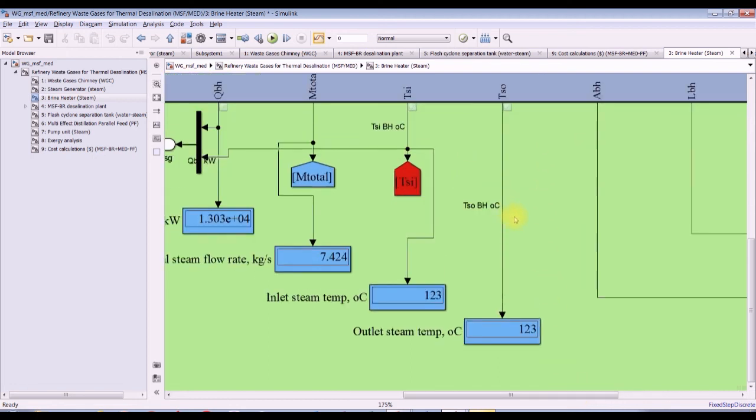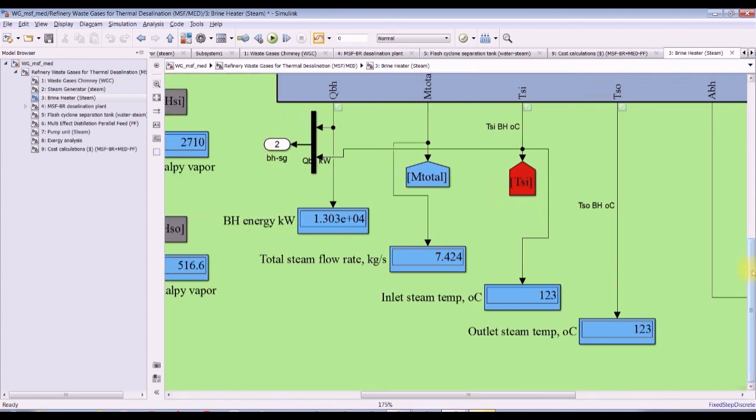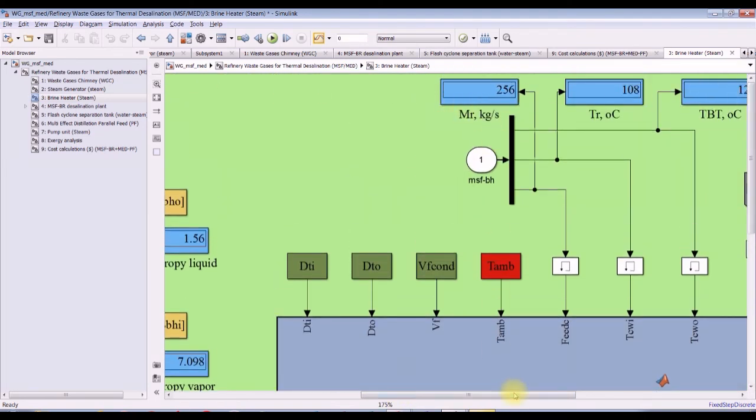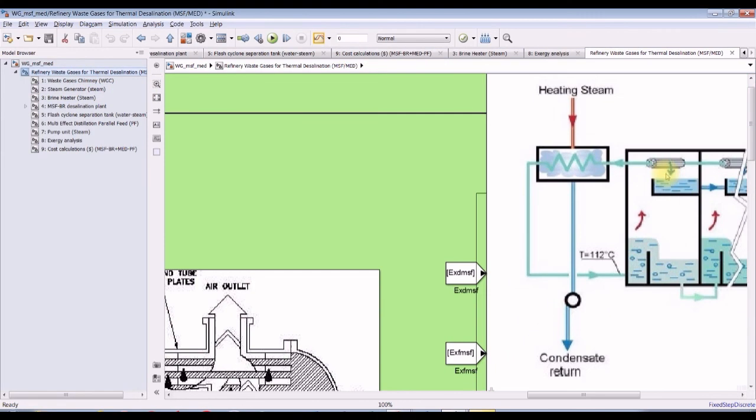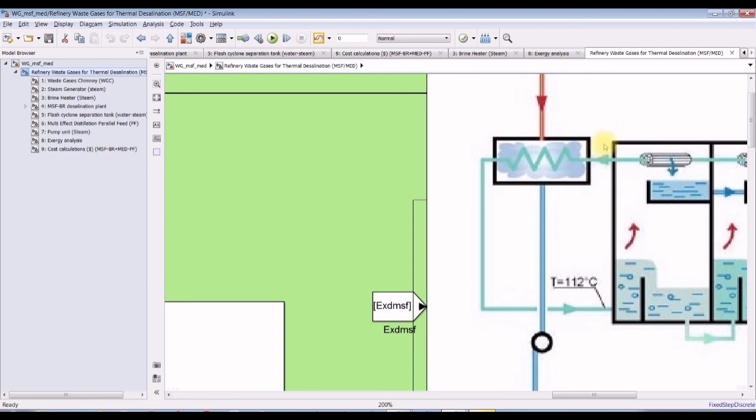And this is a top steam, outlet steam, condensate steam temperature, inlet steam temperature, mass flow rate, thermal energy, and so on. And this is the recycled stream from the MSF, and this is the cycle temperature. This temperature is this one. This is the cycle temperature, which is going to the brine heater to be preheated.